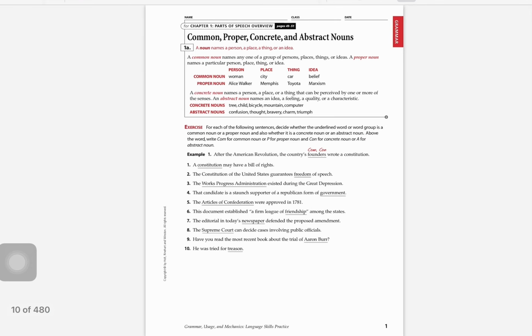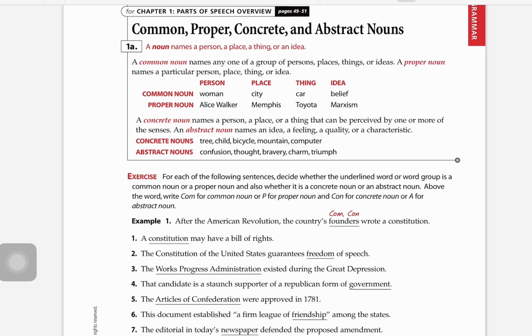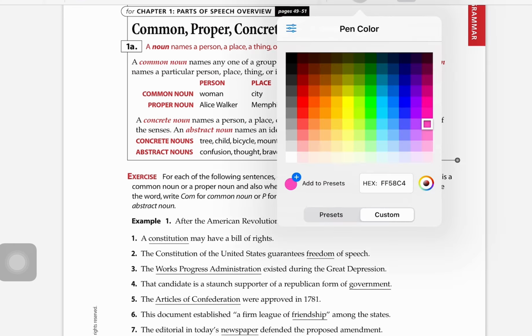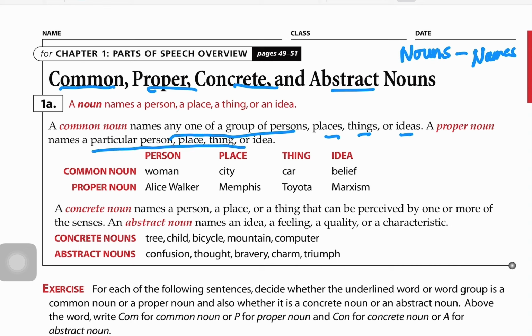So for today, we are going to study common, proper, and concrete and abstract nouns. A quick background about these types of nouns. A noun, to begin with, names a person, a place, a thing, or an idea. So nouns are names. A common noun names any one of the group of persons, places, things, or ideas. A proper noun, on the other hand, names a particular person, thing, or idea.